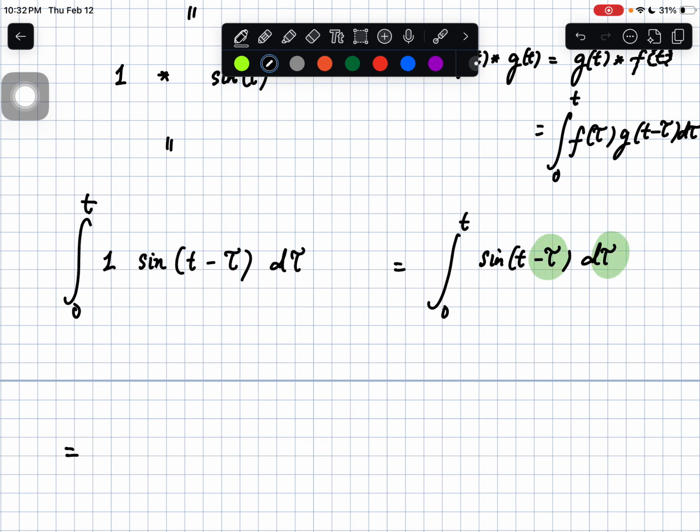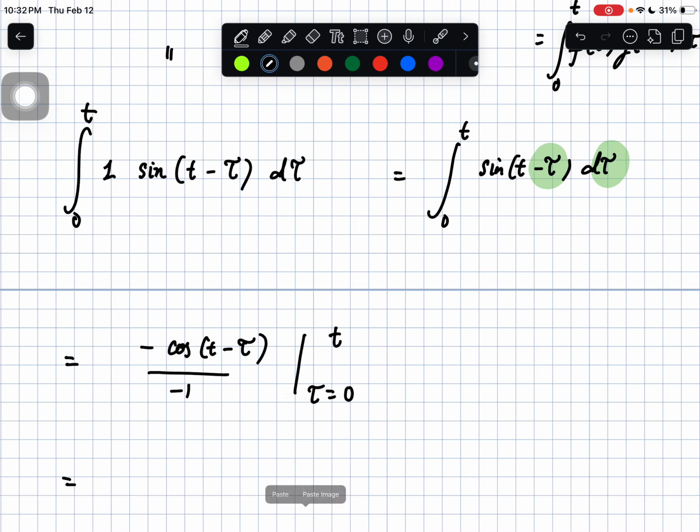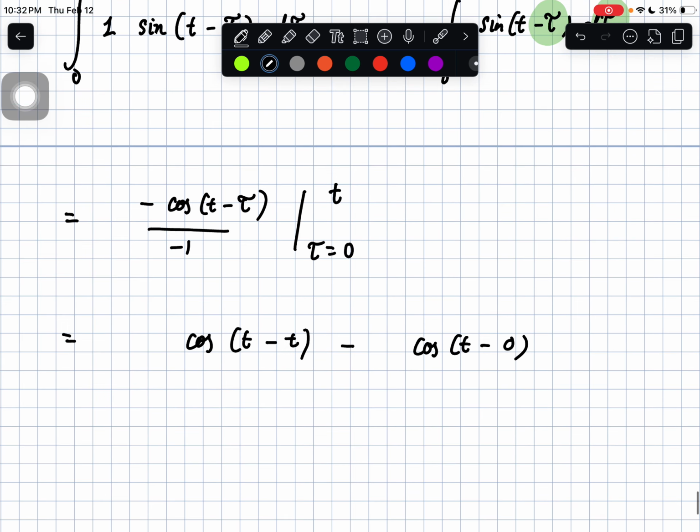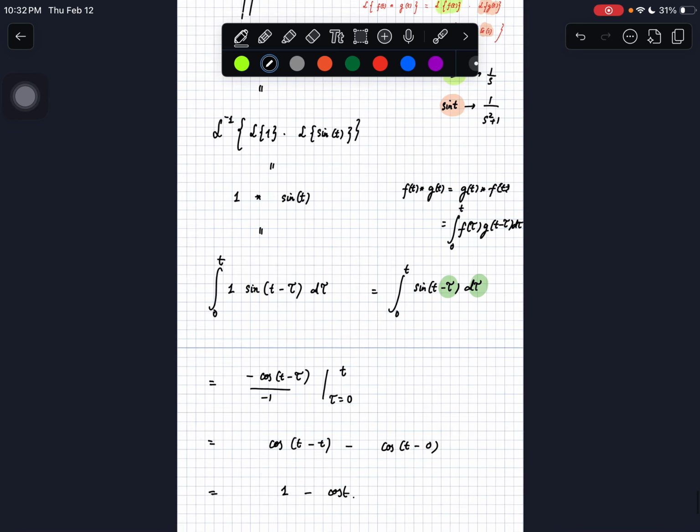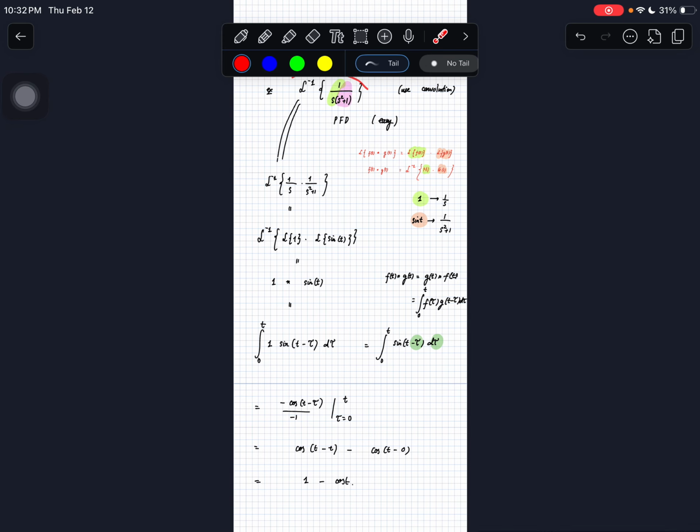So this is minus cosine of t minus tau, divided by minus 1, with tau from 0 to t. Evaluating, cosine of t minus t minus cosine of t minus 0. So cosine 0 equals 1, giving 1 minus cosine t. So that is the answer for the inverse transform of this function using convolution.